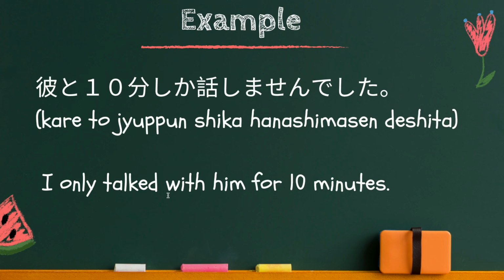I only talked with him for 10 minutes. 彼と10分しか話しませんでした。Noun plus shika and lastly the negative form 話しませんでした。The last part must be in the negative form always.